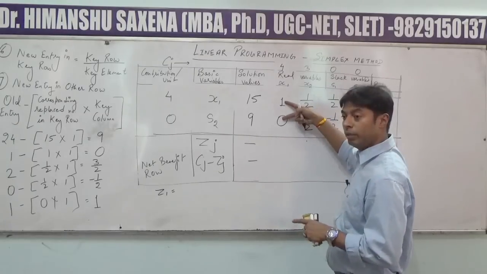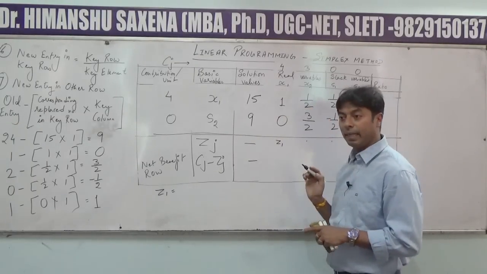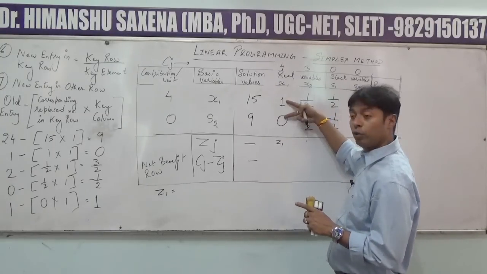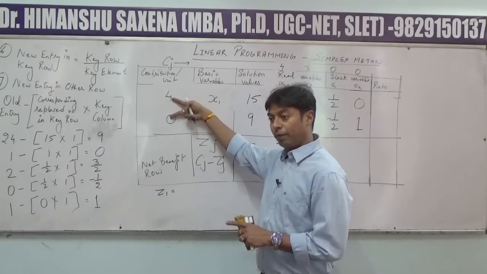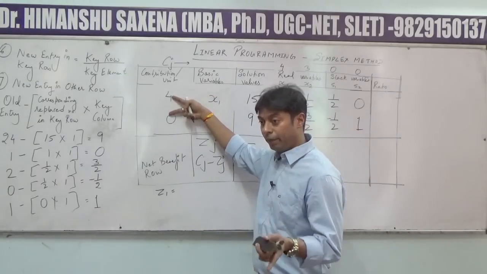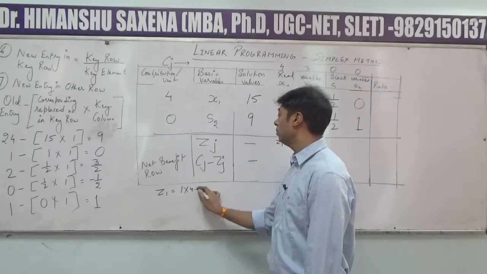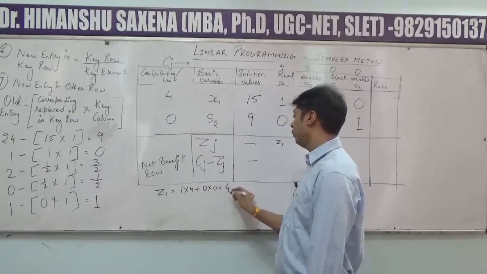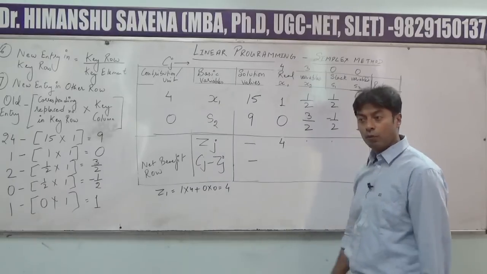We have to take both these elements, right? This is the value which is representing Z1, right? Now what do we have to do? We have to take up both these values and we have to multiply by the profits or the contribution which are right in front of them. So 1 will be multiplied by 4 and 0 multiplied by 0 will give you 4. So the first value will be equal to 4.